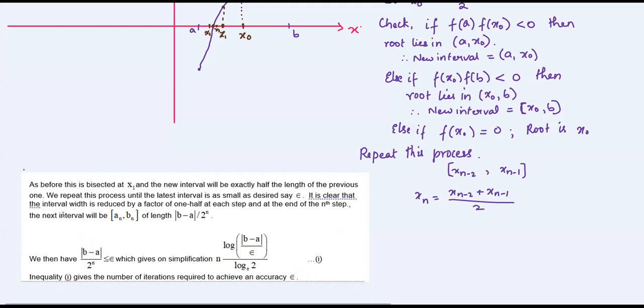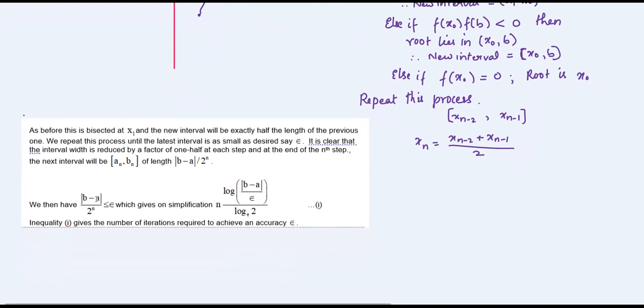It is clear that the interval width is reduced by a factor of 1/2 at each step, and at the end of the nth step, the interval will be of length, so an bn will be the new interval, of the length bn minus an, which is b minus a divided by 2 power n, since the original length was b minus a. So then we put a condition that modulus of b minus a by 2 power n should be less than or equal to epsilon.